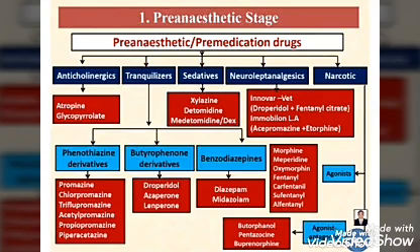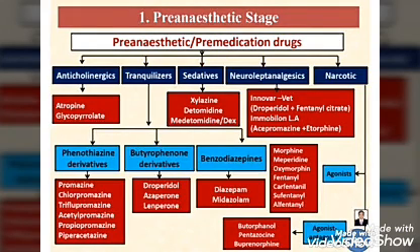The following pre-anesthetics are the most commonly used in veterinary practice. There are a number of pre-anesthetic drugs, but out of these, only a few are generally available and used in veterinary practice. Atropine and glycopyrrolate are anticholinergic drugs.